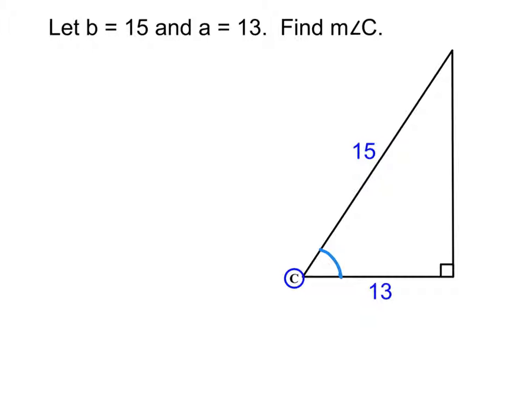So now let's go ahead and name our sides. What do I call the 15? Hypotenuse. What do I call the 13? That's the adjacent. Because remember, we're going from this angle this time. So which involves the hypotenuse and the adjacent?